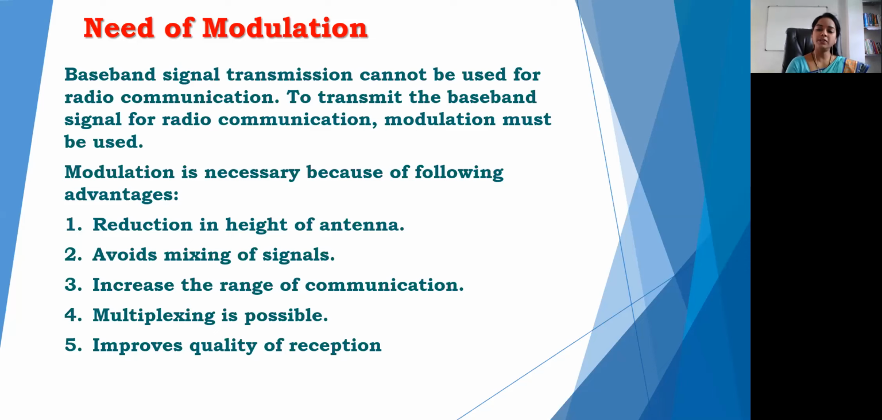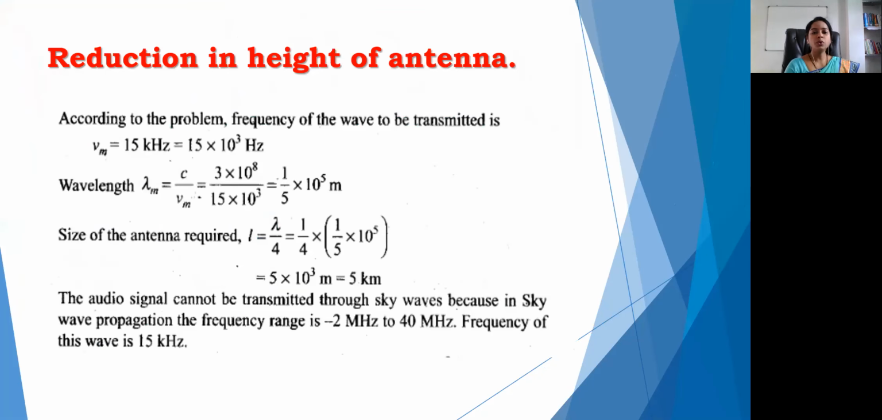When noise and two or more signals are not mixing, it already improves the quality of reception, meaning at the receiving end you will get a purer signal, not a pure one. You will always need a filter at the receiver end, but somehow the quality of reception will improve after modulation. So we will see one by one the advantages.